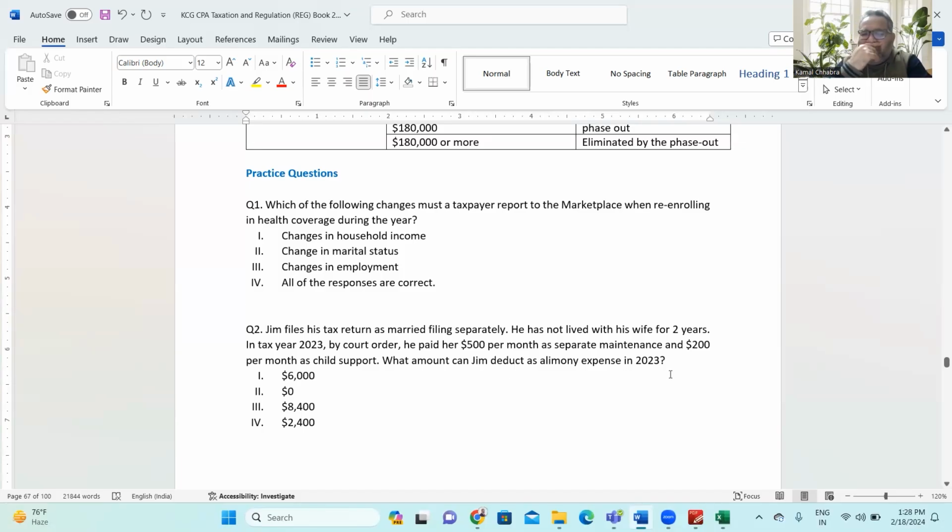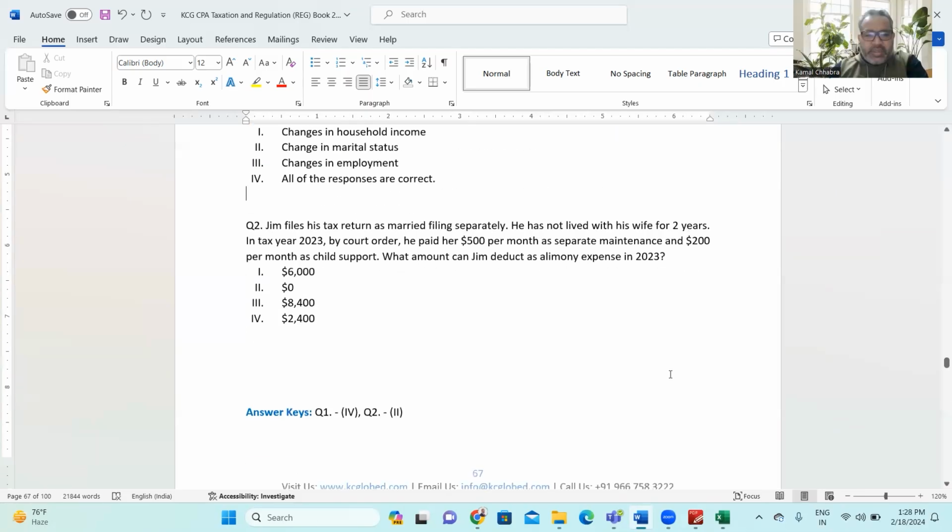So, when the court has approved the divorce decree in 2023, right? After 31st December 2018, for any divorce decree, alimony is neither considered as income nor as expense, right? So the call of the question here is what amount can Jim deduct as alimony? So the answer should be 0. Zero. Makes sense? So the second option for that.